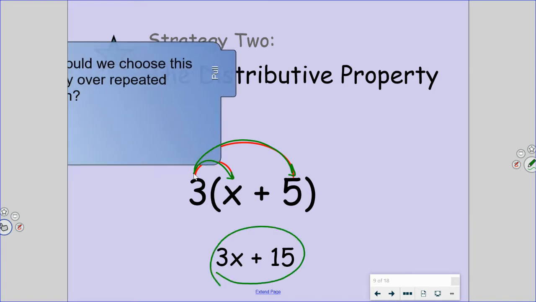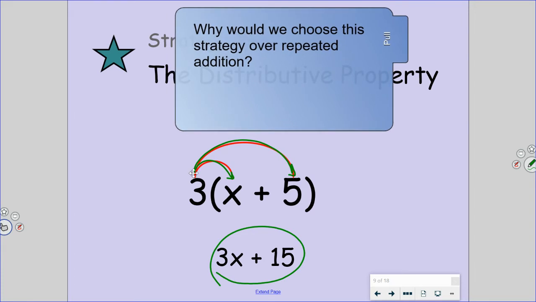Think about it. When would it not be a great idea using repeated addition? Go ahead and pause your video if you want. When would it not be an idea? Come on back after you've thought for a few seconds.